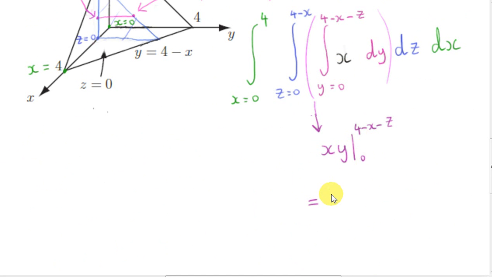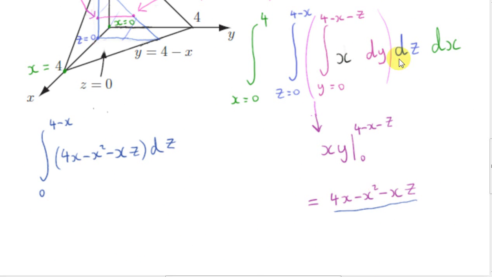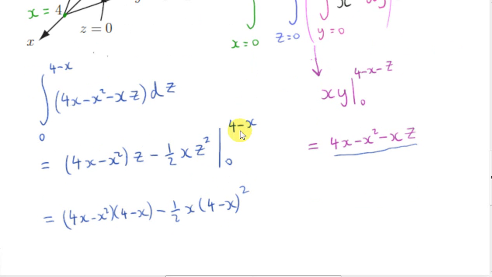So we've x times the upper limit. So that's going to give us 4x minus x squared minus xz. And if we plug in 0, we will get 0. So we have to integrate this quantity here with respect to z. So x is a constant, so the first two parts are just a constant. So we can multiply 4x minus x squared by z. Now integrating xz is going to give us minus a half x z squared. So we plug 4 minus x in for z. This is what we get.